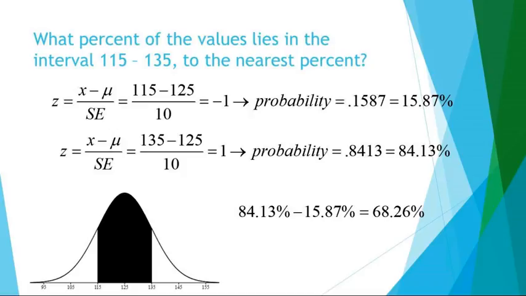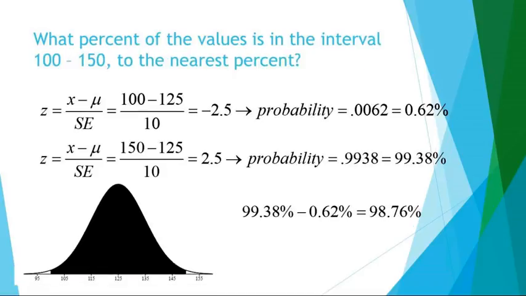So when I use it to find the probability from 115 all the way to the left, I get the probability 15.87%. When I use it to find the probability from 135 all the way to the left, I get the probability 84.13%. But I want to find the probability that's in between. So in order to find the probability that's in between, I'll have to subtract that 15.87 from the 84.13. After I do that subtraction, I get 68.26. So the percent of values that lies in between the interval 115 to 135 is going to be approximately 68%.